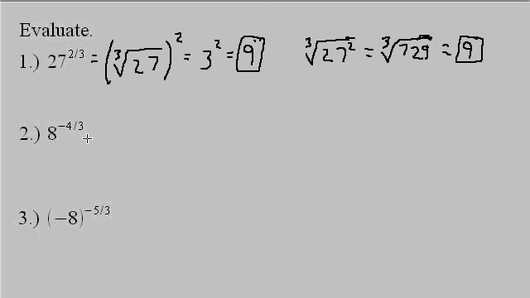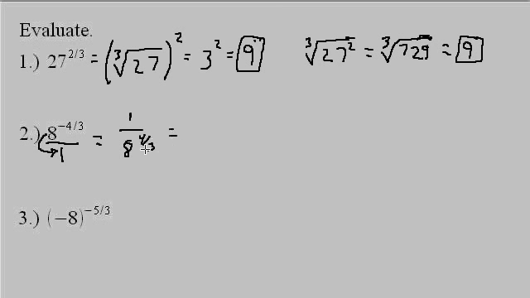Now let's look at number 2. Okay, I have a negative exponent, so the first thing I want to do is make the exponent positive. So this is over 1, and I have a video on simplifying exponents that shows you how to make the exponents positive. You need to watch that. So here, to make this positive, we're just going to move it from the numerator to the denominator. So this is equal to 1 over 8 to the positive 4/3.